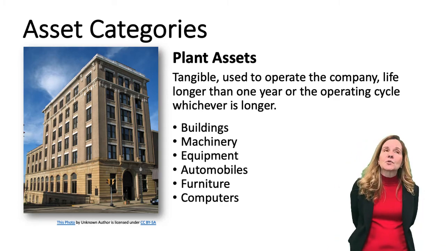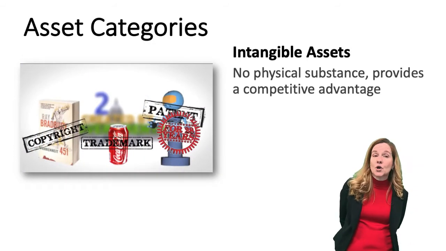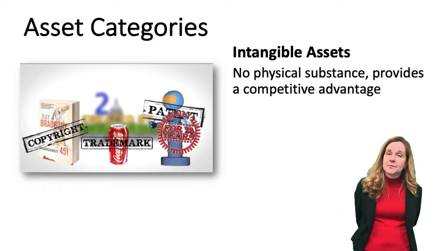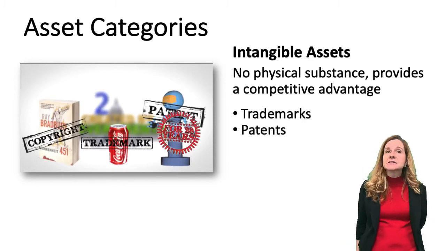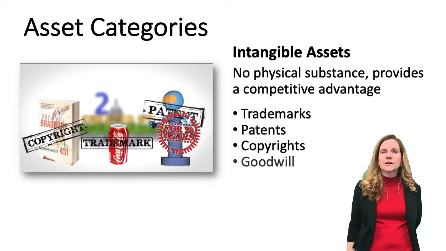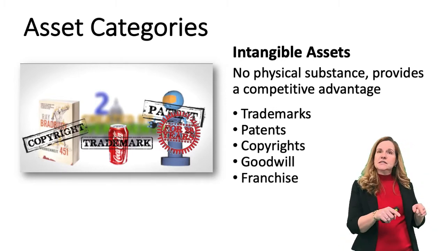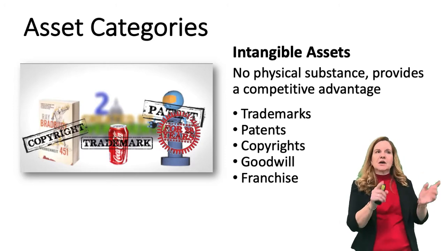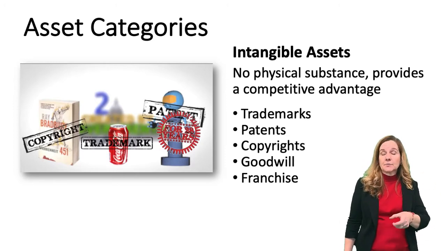The last category of assets is intangible assets. Intangible assets have no physical substance. They provide a competitive advantage to the company. Examples are trademarks, patents, copyrights, goodwill, and franchises. So trademarks are the marks that you see on companies like Coca-Cola, Amazon, all those different companies. They have that competitive advantage. Those cannot be used by anybody without permission.